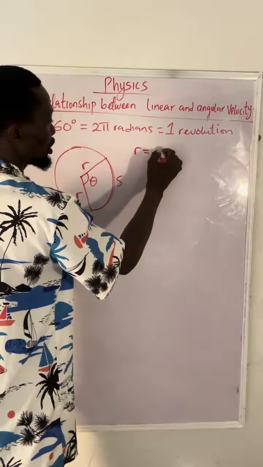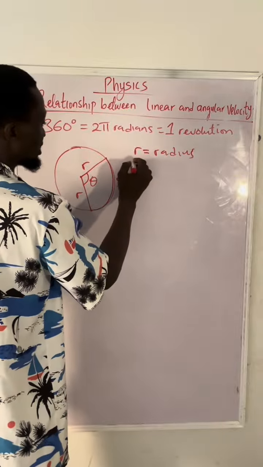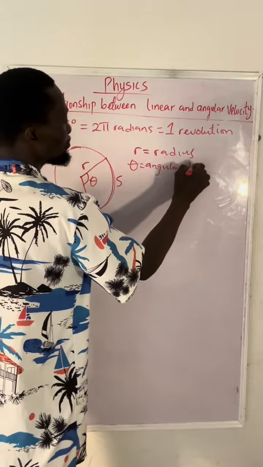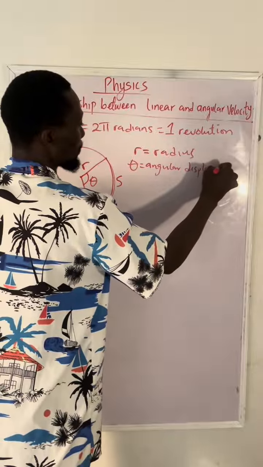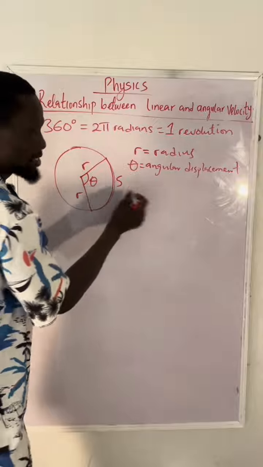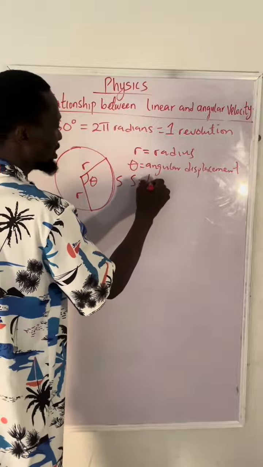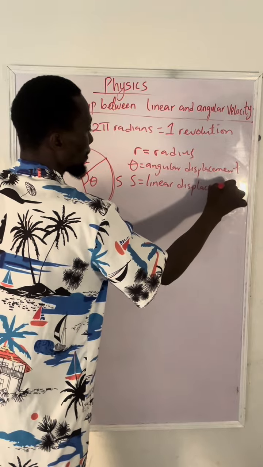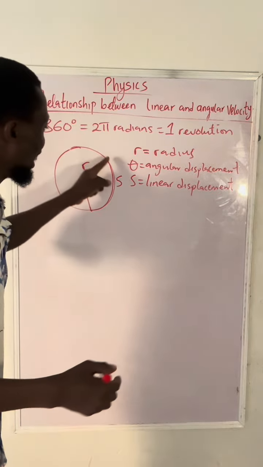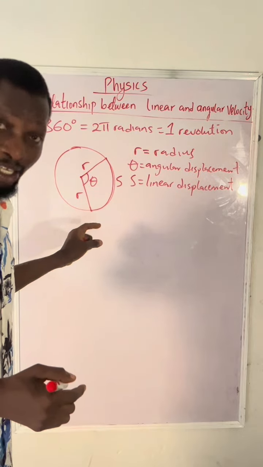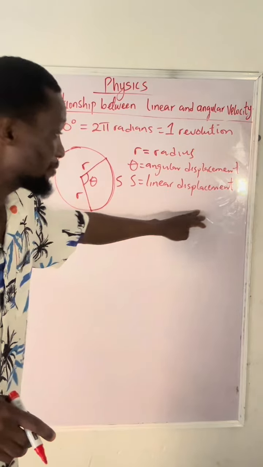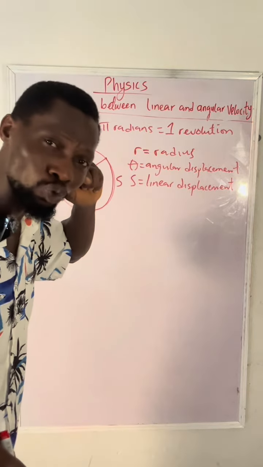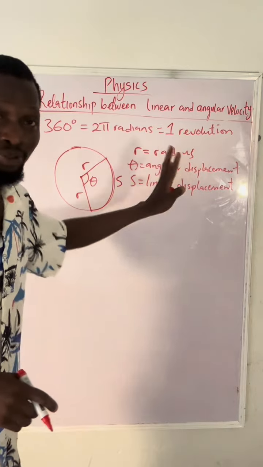So r means what? Radius. Theta is equal to angular displacement. Now, this S is equal to linear displacement. You know, in physics, we say this S is the length of an arc, right? But here, it is linear displacement. Now this theta here is angular displacement, while r is the radius, right?